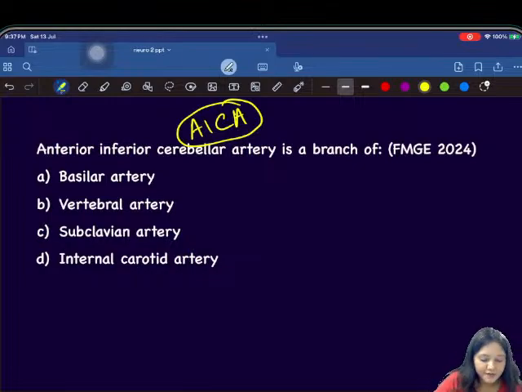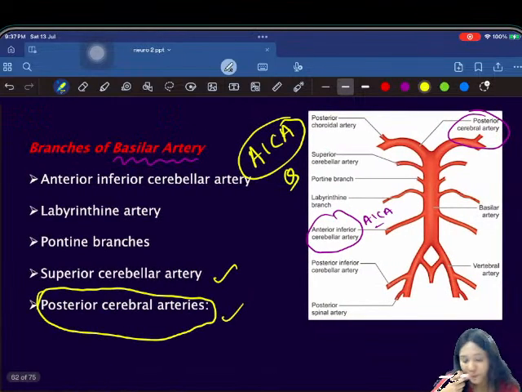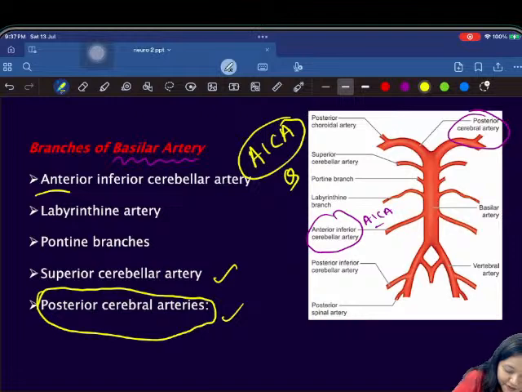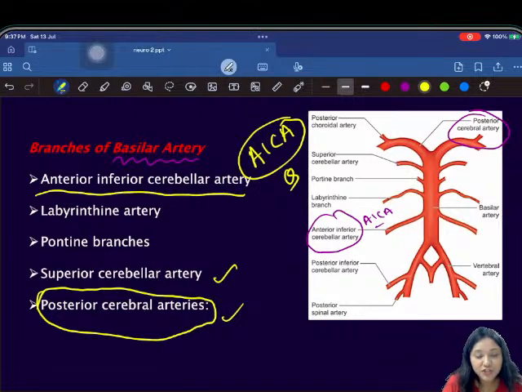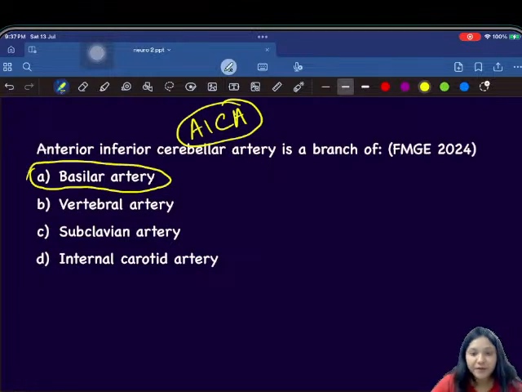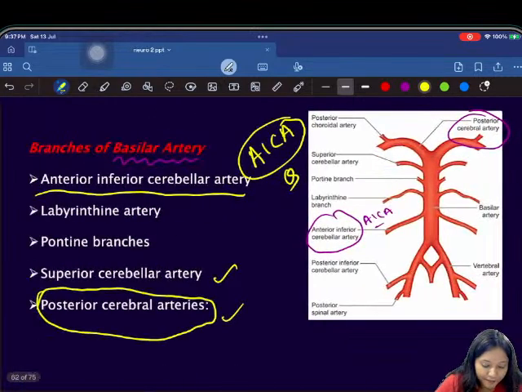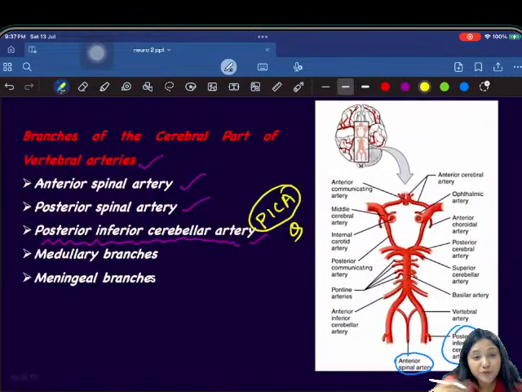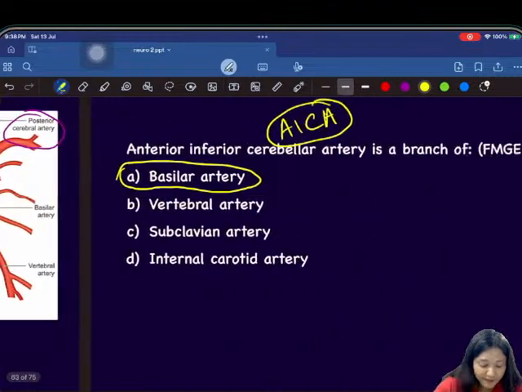Somebody has given the answer B, but it is wrong. The answer is your basilar artery. Just now I told you that AICA, the anterior inferior cerebellar artery, is a branch of your basilar artery. The branch of the vertebral artery is your PICA. The posterior inferior cerebellar artery is a branch of your vertebral artery. AICA is a branch of your basilar artery.